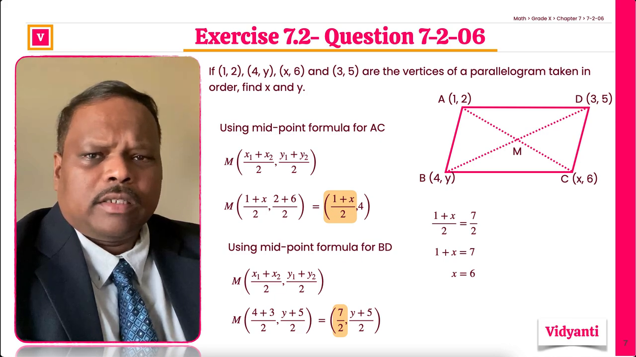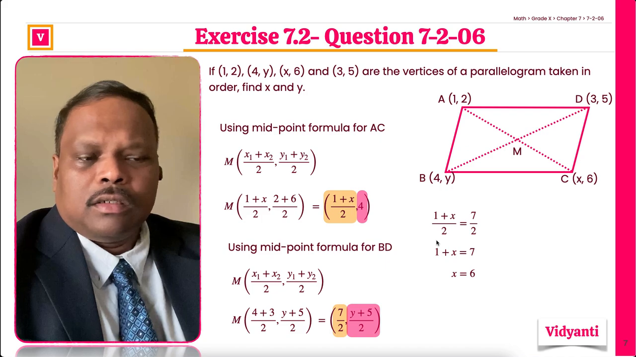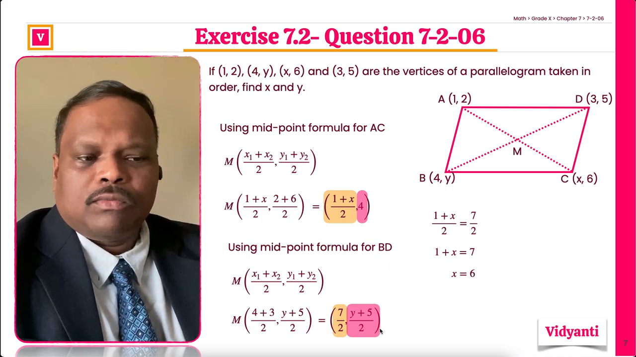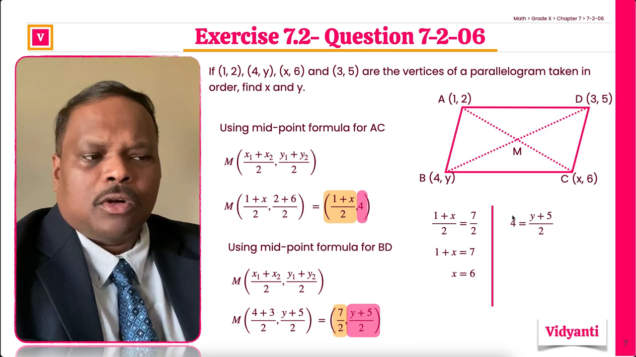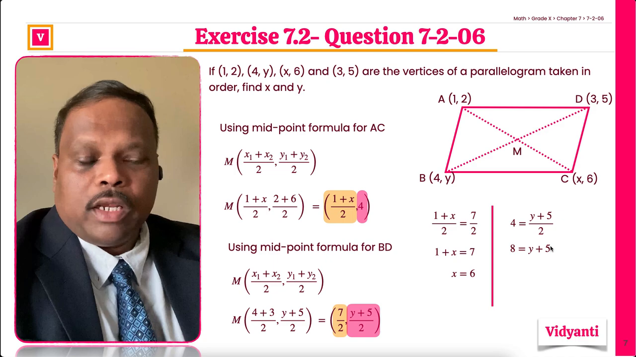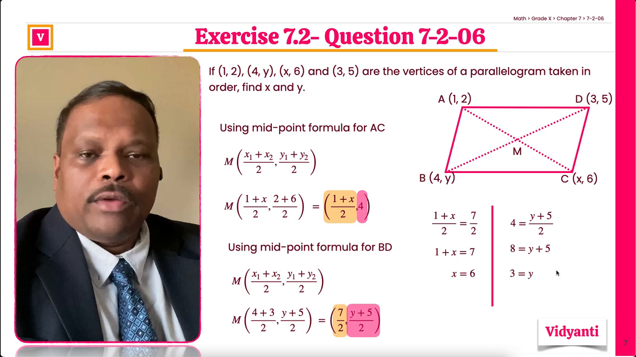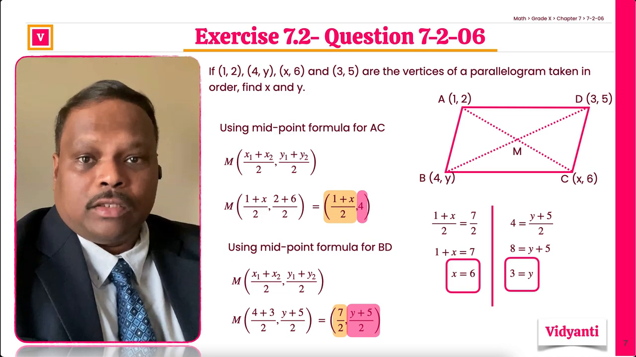Let's repeat the same process for y coordinates too. We'll compare the pink part with the pink part. So 4 equal to (y plus 5) divided by 2. Let's cross multiply. 4 times 2 is equal to 8. y plus 5 is equal to 8. Let's transfer this 5 to the other side, becomes negative 5. So y will become 3. So we have successfully calculated the value of x and the value of y. That's your final answer.